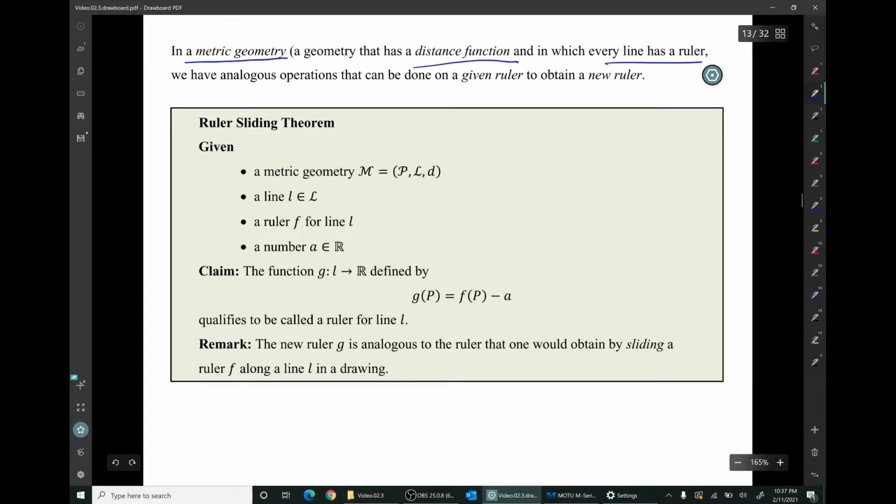Well, in a metric geometry, a geometry that has a distance function in which every line has a ruler, we have analogous operations that can be done on a given ruler, that's a given ruler function, to obtain a new ruler, that is a new ruler function.